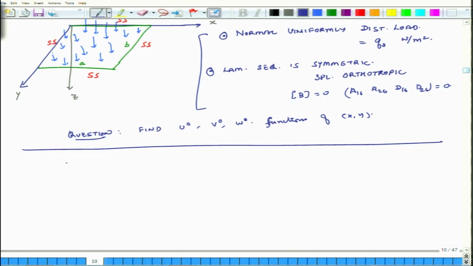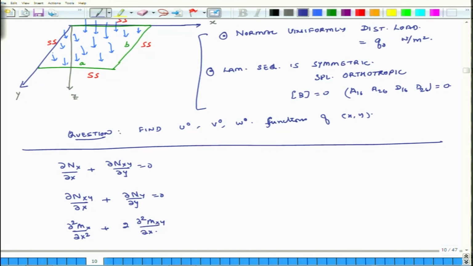So, we will look at the governing differential equations: del Nx over del x plus del Nxy over del y equals 0, del Nxy over del x plus del Ny over del y equals 0, and the last one is del 2 Mx over del x square plus 2 del 2 Mxy over del x del y plus del 2 My over del y square plus q naught equals 0.